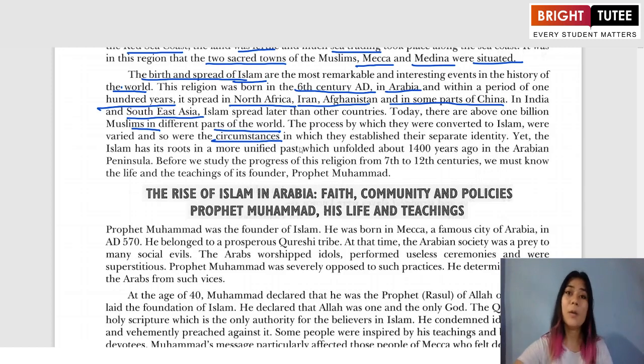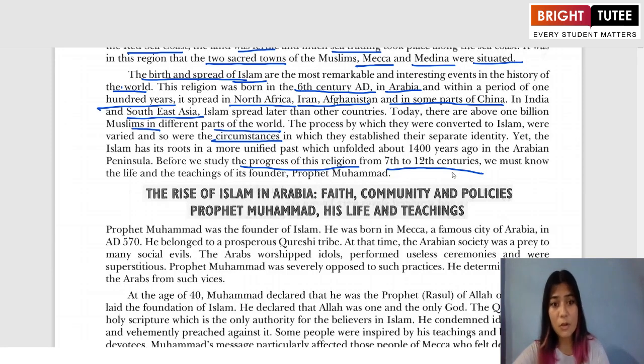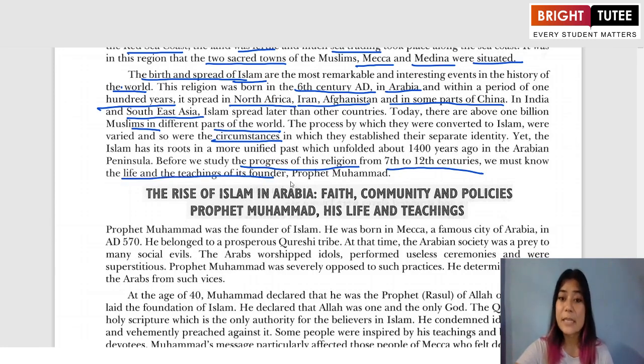All right. Now, before we go on to study the progress of this religion, before we see how it began and how its spread began, we have to remember that the period of the birth of Islam and its spread is from the 7th to 12th centuries. Along with that, we have to read and learn about the life and teachings of the founder of the Islamic faith, whose name was Prophet Muhammad. So we have to learn how the founder came up, how he founded this faith, and how he spread it.